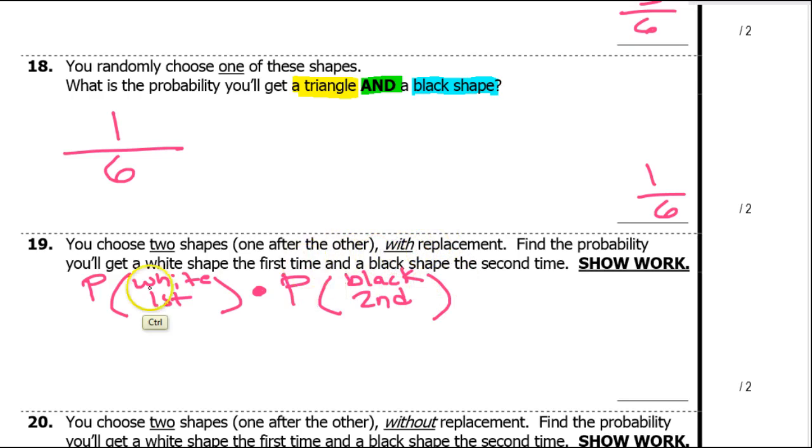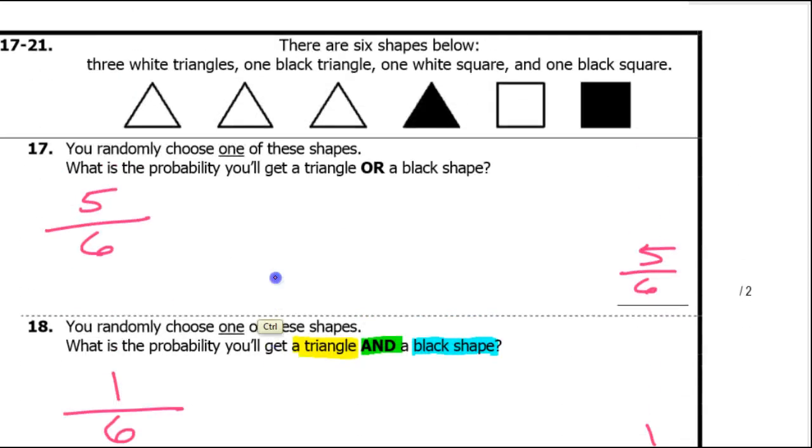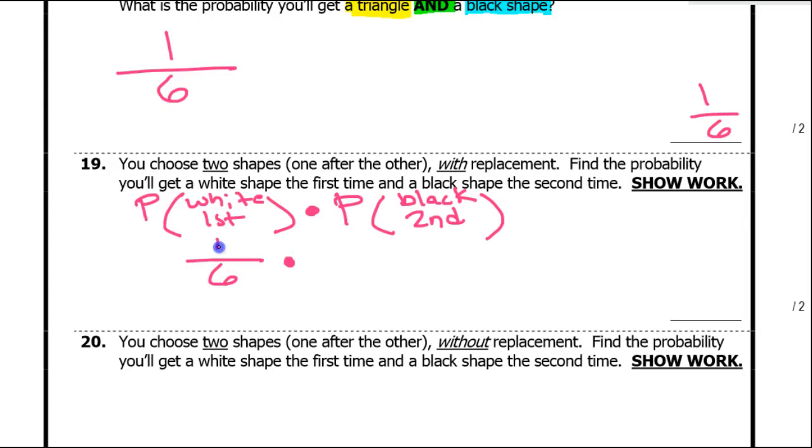So, the probability of white. Well, there's a total of 6, so target over total. How many white ones are there? 1, 2, 3, 4 white ones. So that's 4 out of 6.